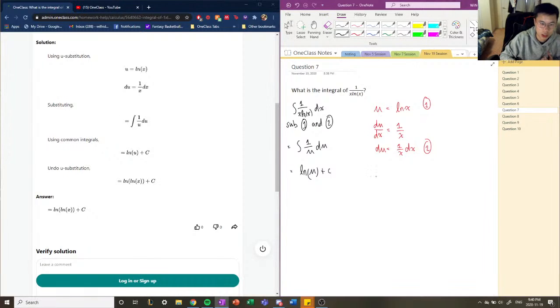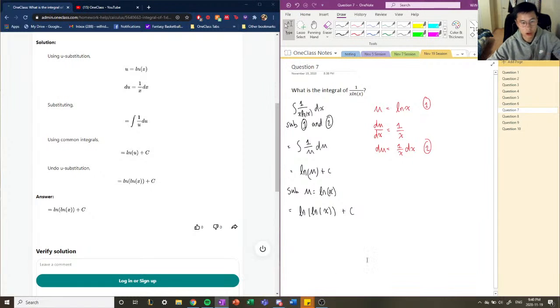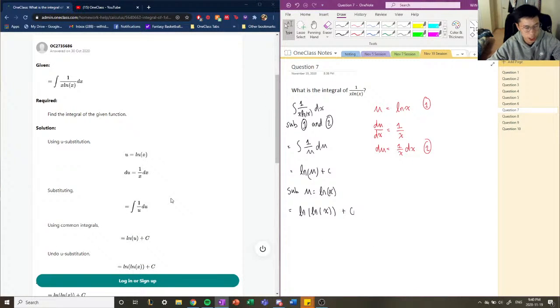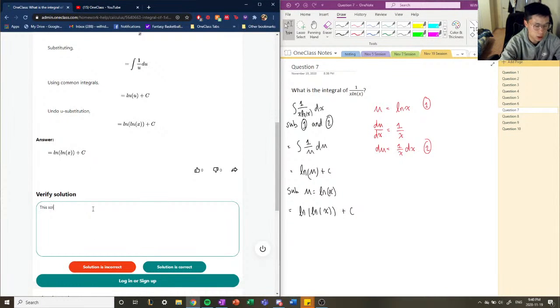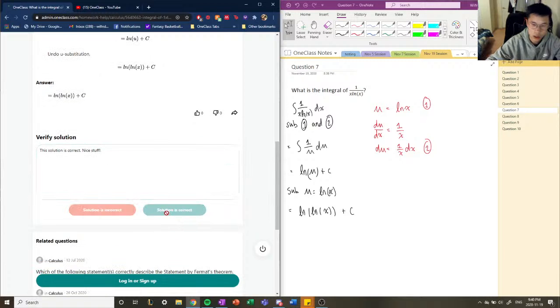And now we're going to sub back in our u here, which is just ln x. So sub u equals ln x in. And therefore, this equals ln of x plus c. Okay, so we used substitution as another technique to make solving these integrals easier. The junior tutor also did this, so it's correct. Okay, cool.